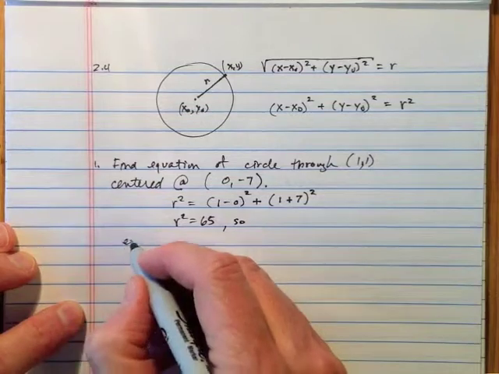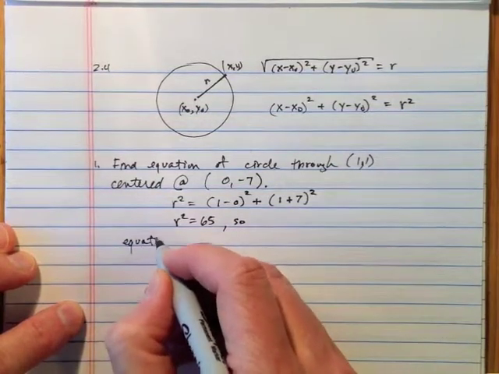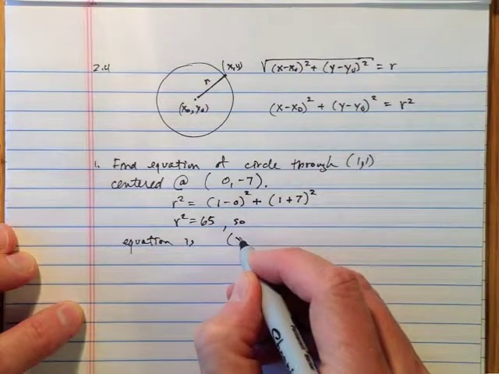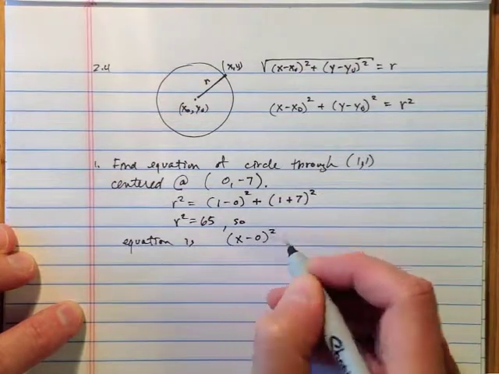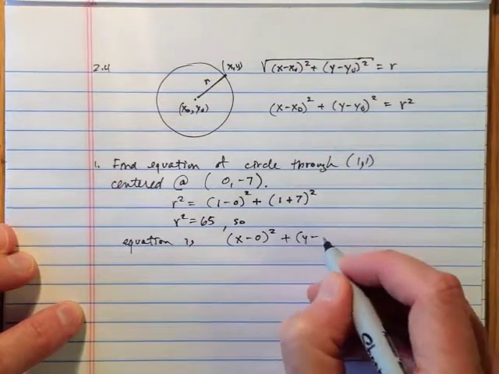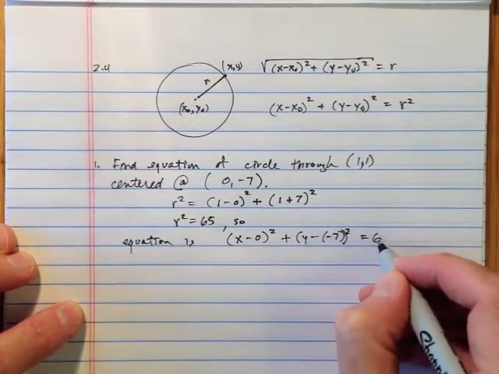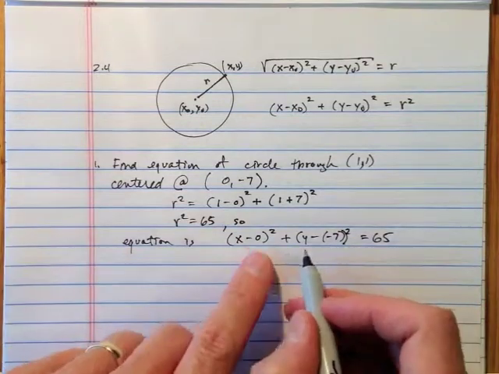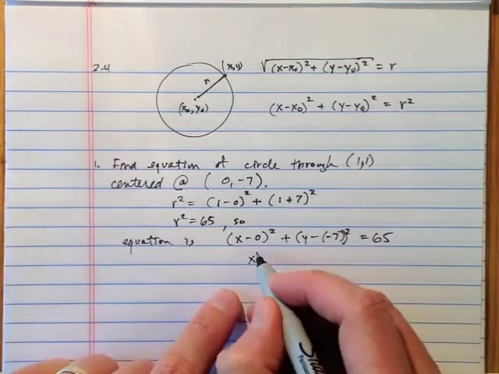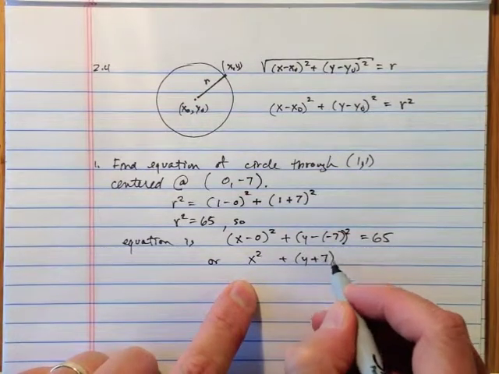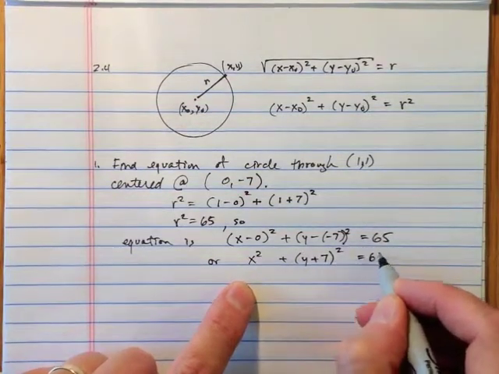So the equation of the circle is x minus 0 squared plus y minus a -7 squared equals 65. I feel kind of silly writing it like that, so I'm going to simplify it as x squared plus y plus 7 squared is 65.